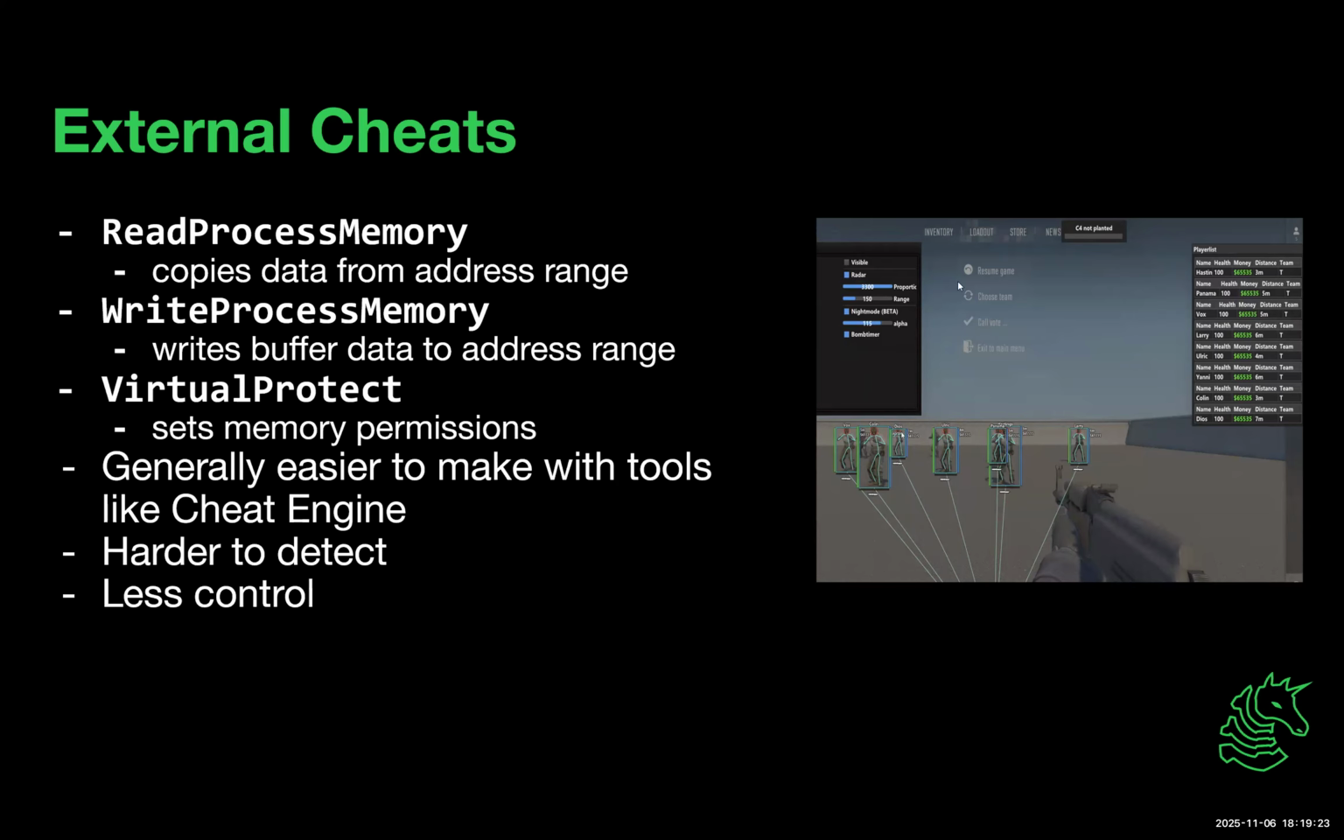External cheats generally run as a separate process. You're not injecting any of your own code into a game, for instance. You're only doing external reads and writes from a different process. So the three essential functions for external cheats are ReadProcessMemory, WriteProcessMemory, and VirtualProtect. ReadProcessMemory allows you, if you have the specific address inside of a different process, to query its virtual address space and read specific bytes of memory from there.